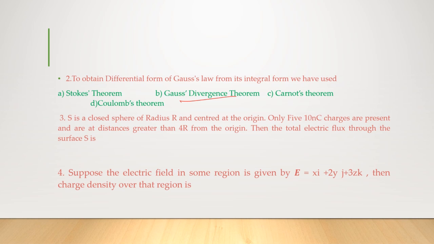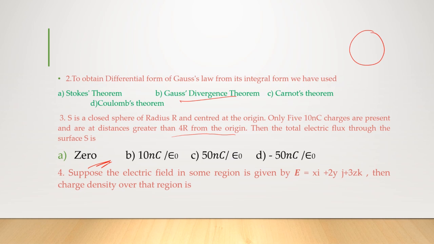S is a closed sphere of radius r and centered at origin. Only 5-10 nanocoulomb charges are present and are at distances greater than 4r from the origin. Then the total electric flux through the surface S is, I give you 2 seconds, answer is A, 0. Why? Because all the charges are outside the sphere. They are at a distance greater than 4r, therefore they will go out of the spherical surface. No charge is lying inside, therefore 0 flux.